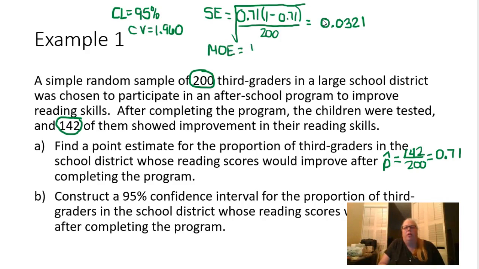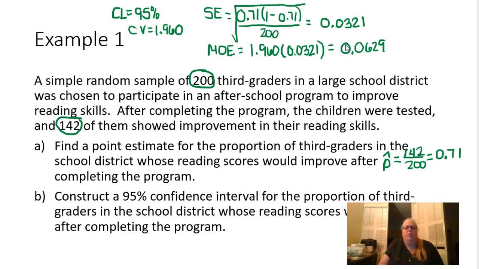The margin of error is going to be our critical value, which we got off of table A3, times the standard error, which we just now found. All right, let's put that in the calculator. And this is going to give me 0.0629.